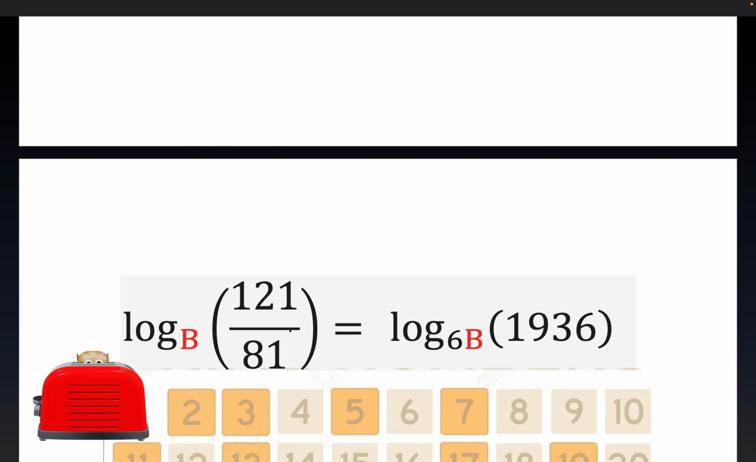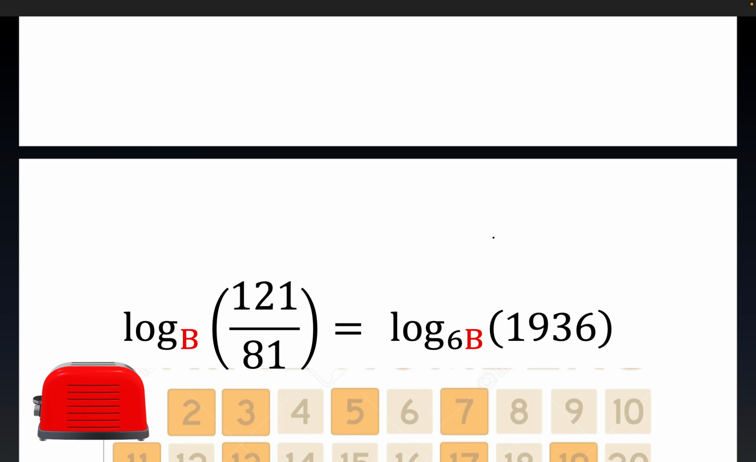Hey everybody, today we have a logarithmic problem that has a variable base b, and we're supposed to find that base b. Now these two numbers are fairly clear. I mean, this is like 11 squared, this is 9 squared. What about this number? It's a four-digit number, it's kind of big, so it might be nice to analyze that a little further.